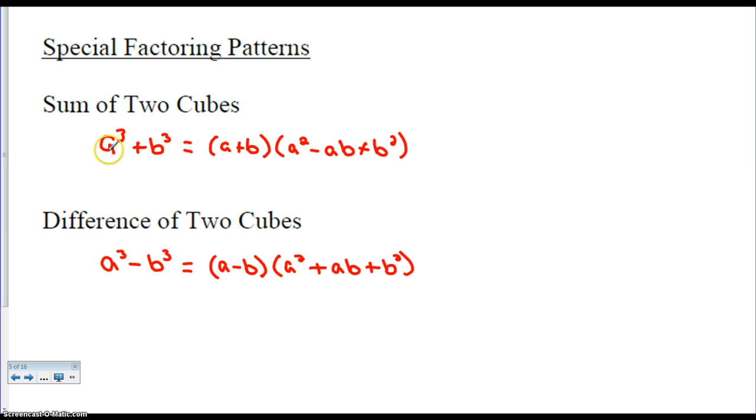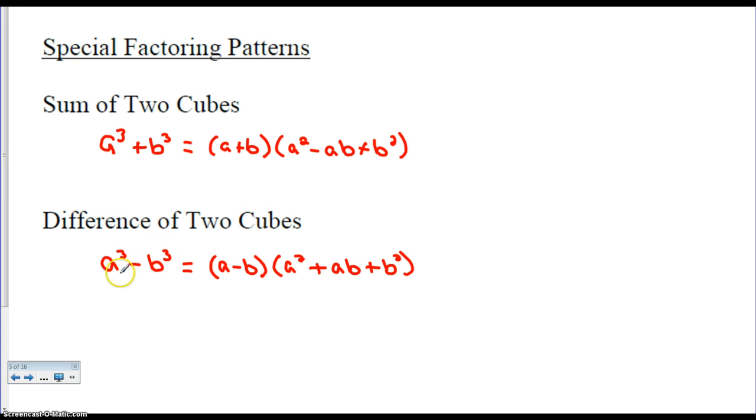So this is an example of sum of two cubes. So we have two quantities that are being cubed, being added together. There's just two terms. In order to factor it out, we have to figure out what cube gets me a cubed and what cube gets me b cubed, and then we have to plug it in to this formula. We'll go over some examples.